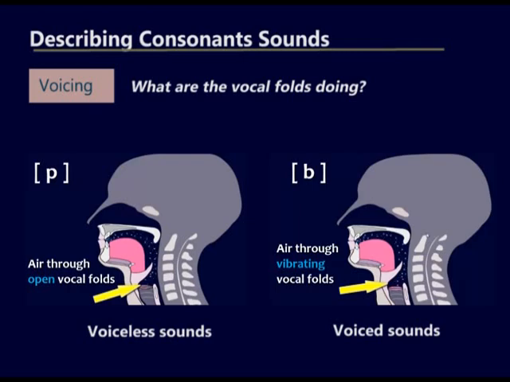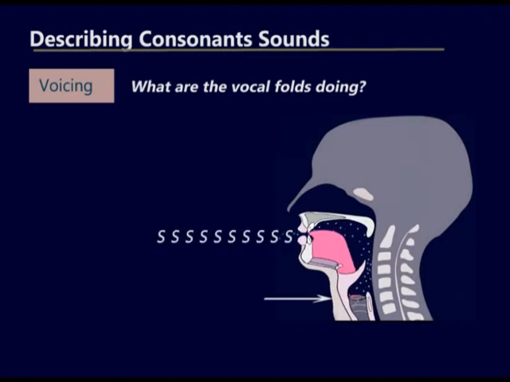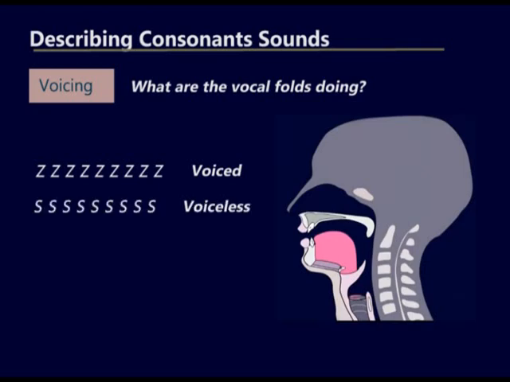You can feel the difference between voiced and voiceless sounds by putting your hand on your Adam's apple if you're a male, or where your Adam's apple would be if you're a female. So produce these two sounds in succession. S, z, s, z. Which one produces the vibration? You should feel that z produces a vibration, so it's a voiced sound, whereas s does not produce the vibration, so it's a voiceless sound.